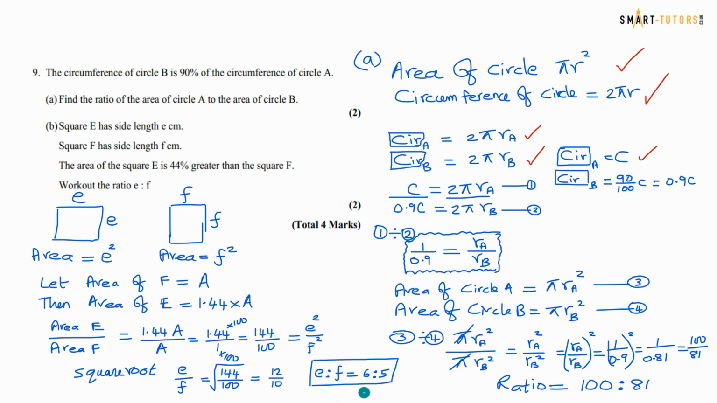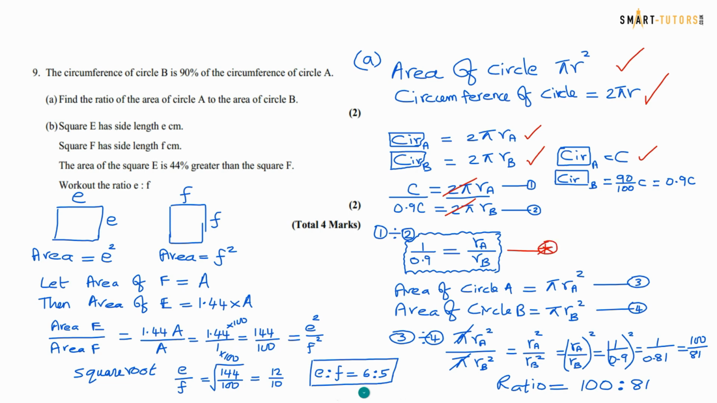So if you write the equations again, circumference of circle A is C equals 2 pi rA. Circumference of circle B is 0.9 C equals 2 pi rB. If you divide the first equation by the second equation, C and C cancel, 1 over 0.9 equals rA over rB, because the 2 pi and 2 pi cancel out. So this is one of the results. We may use that later.